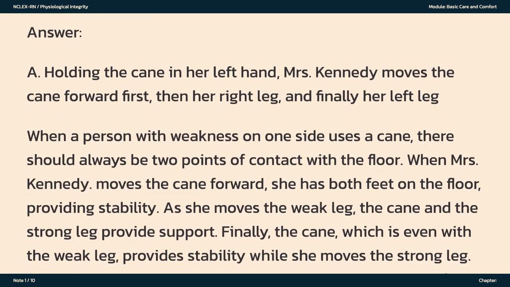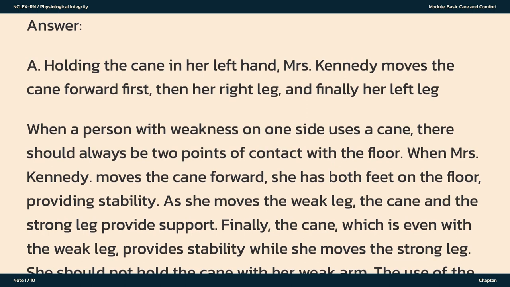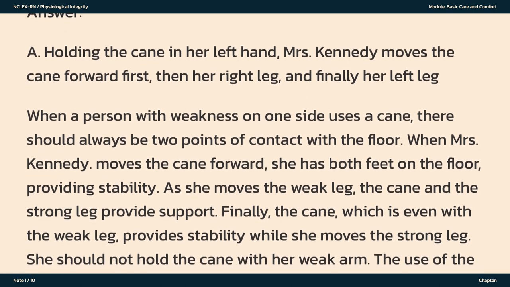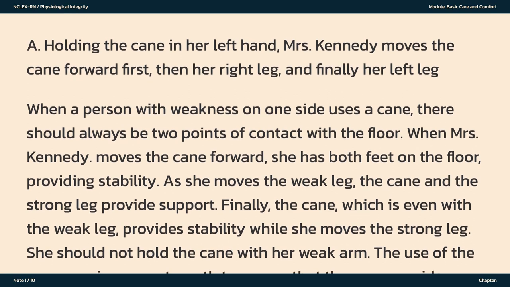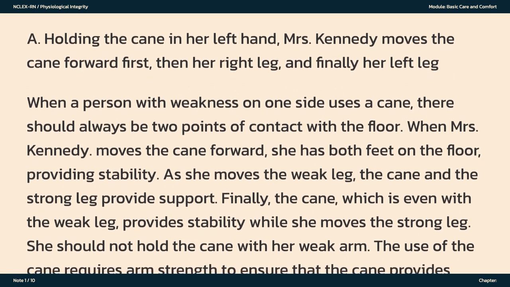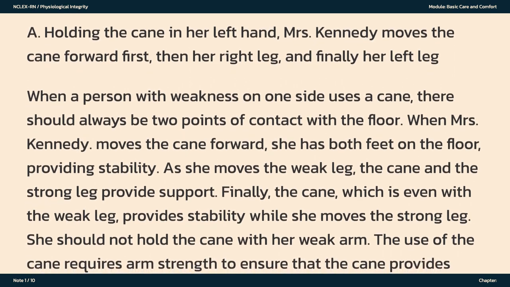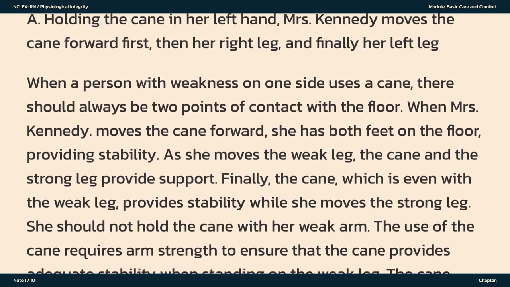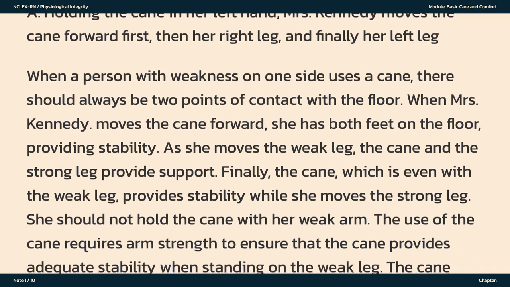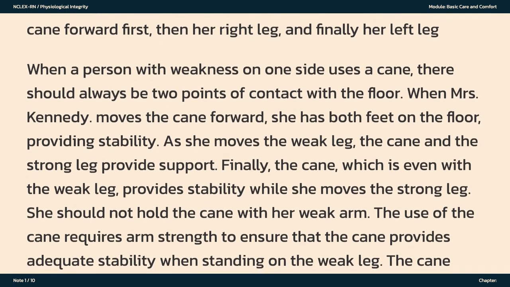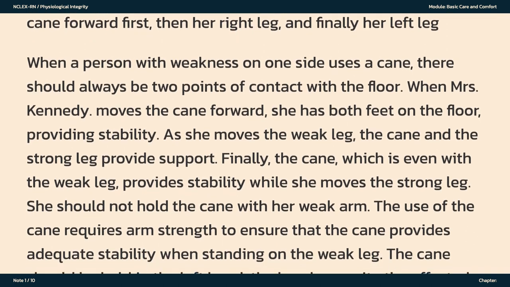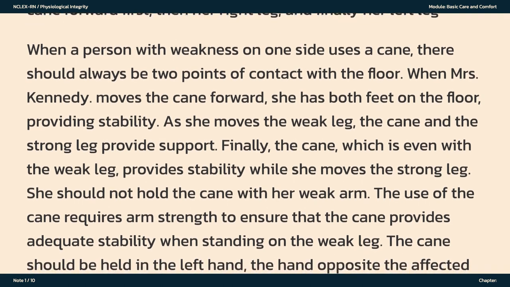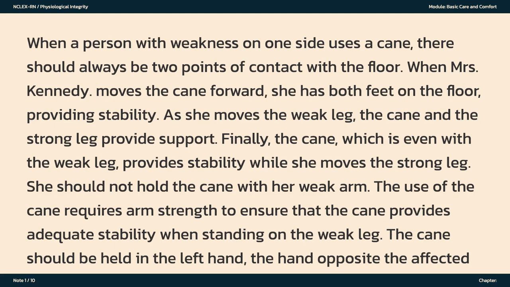The answer is A. Holding the cane in her left hand, Mrs. Kennedy moves the cane forward first, then her right leg, and finally her left leg. When a person with weakness on one side uses a cane, there should always be 2 points of contact with the floor. When Mrs. Kennedy moves the cane forward, she has both feet on the floor, providing stability. As she moves the weak leg, the cane and the strong leg provide support. Finally, the cane, which is even with the weak leg, provides stability while she moves the strong leg.